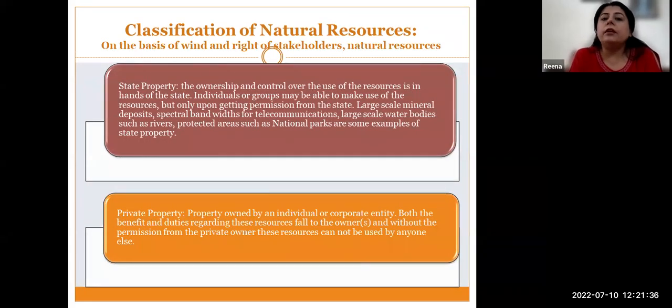Then, on the basis of the rights of stakeholders, natural resources are of different kinds: state property and private property. Where the ownership and control over the use of the resources is in the hands of the state, those resources are called state property. For example, protected areas, national parks and rivers, as well as ponds in village areas, are state properties. Private properties are held by an individual or corporate entity, and both the benefits and duties for these private properties fall under the ownership of the owner. So these are the private properties which are individually owned, while state property are community assets.